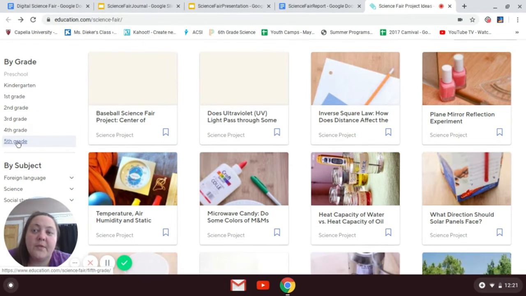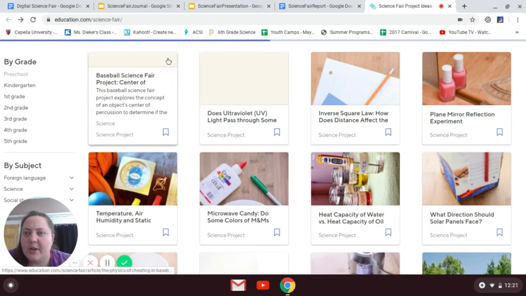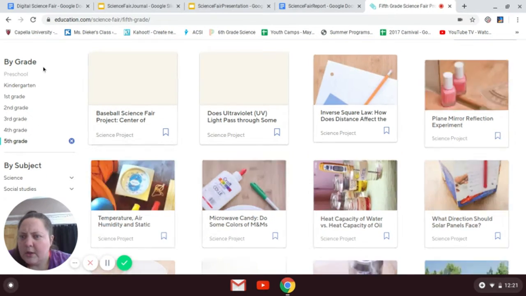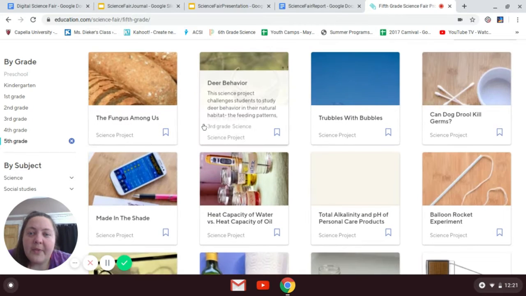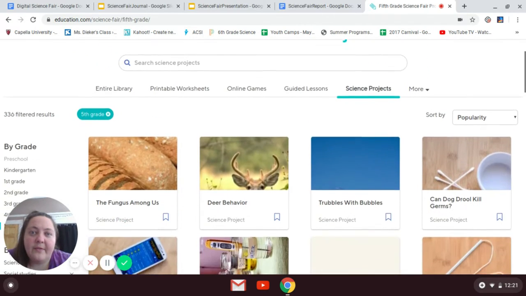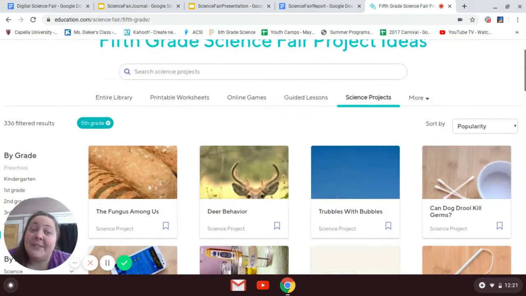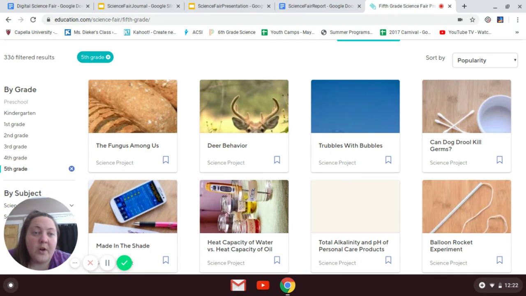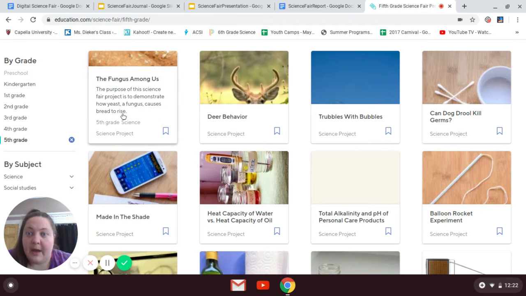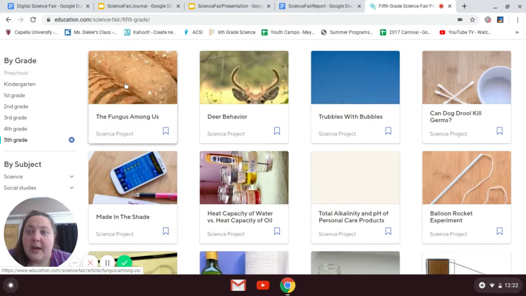So if I choose, for example, 5th grade, and I'm not sure where the other ones are. There are middle school ones. I just don't know where they are right now. If I chose 5th grade, these are the project ideas for 5th grade. And so you can look down and figure out what are some things at my house that I can actually do. So I believe this one talks about bread.